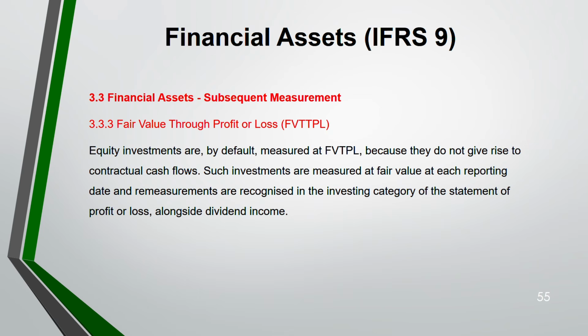So you will measure at fair value and you have to do remeasurement, and that will go in the investing category. Simple. Along with the dividend income. Here, this is equity investment. For equity investment, we receive dividend, not interest. But for loan, for debt investment, it's interest income. So it's your dividend income.